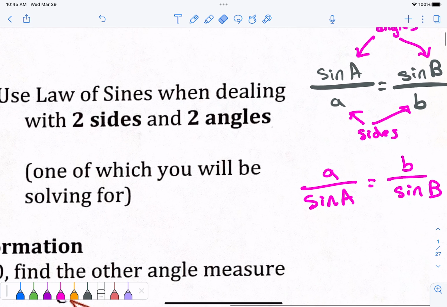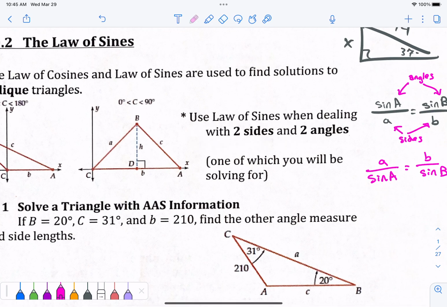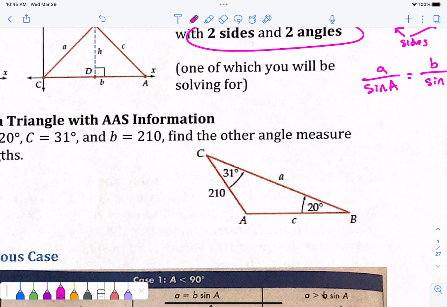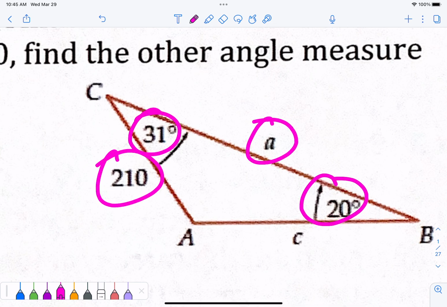Now, the important thing when you are doing the law of sines is that you have two sides and two angles involved, and one of those things you're solving for. Like here, I have two angles and two sides, right? I don't have the right angles; we're going to fix that in a second. When we do the law of cosines in section 10.1, we have three sides and one angle. So that's how you can determine whether it's sines or cosines, okay?